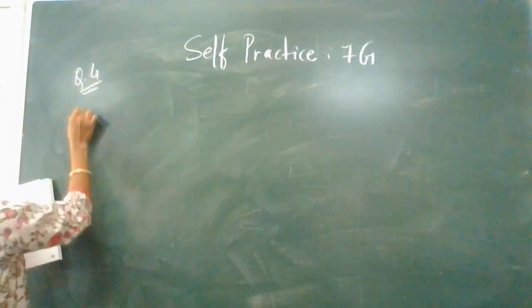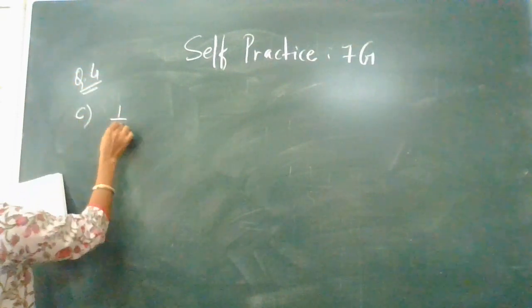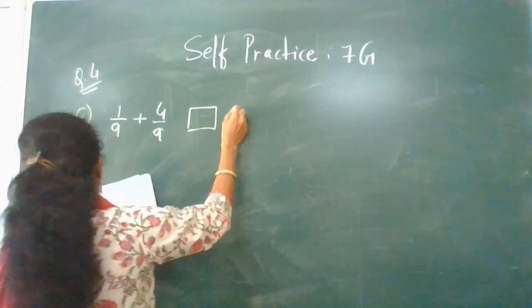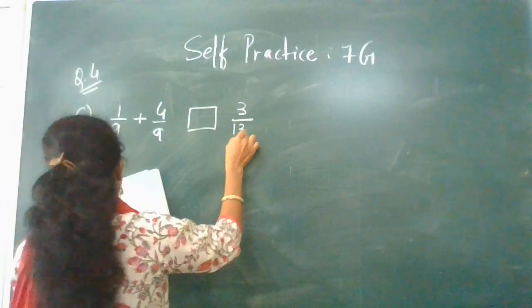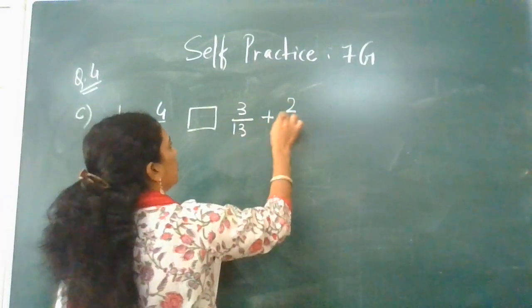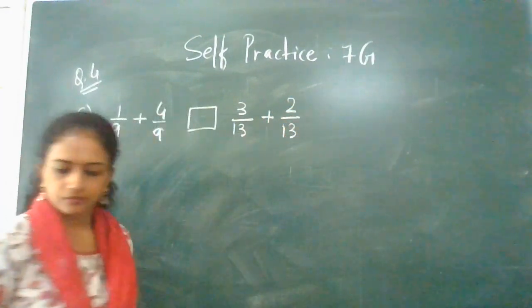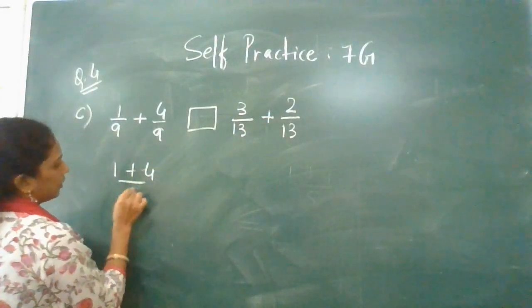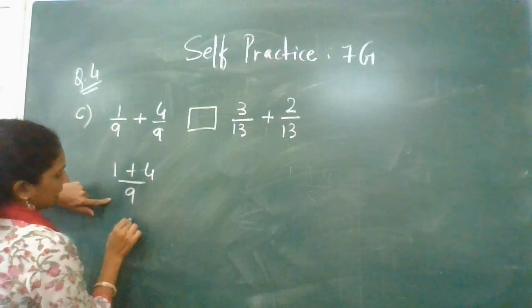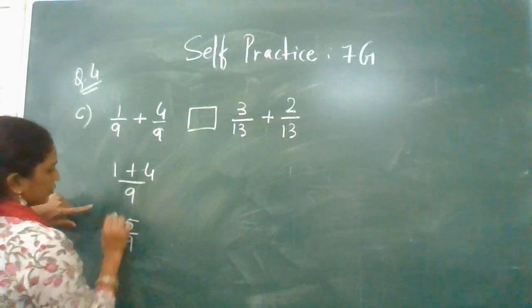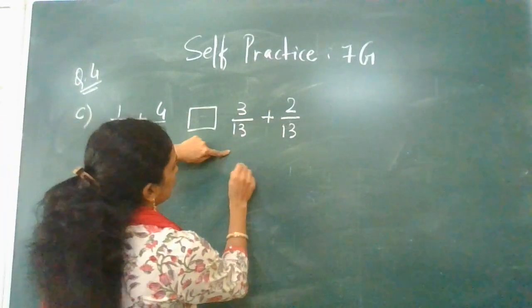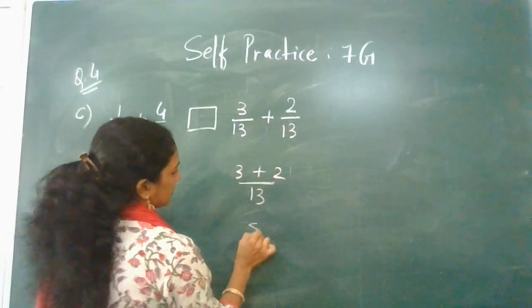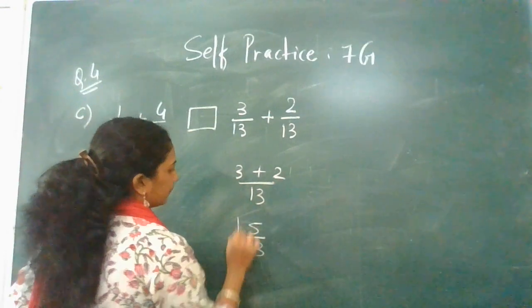Question 4C. That is 1 upon 9 plus 4 upon 9, and 3 upon 13 and 2 upon 13. Okay, so here 1 plus 4 upon 9. So 1 plus 4 is 5 upon 9. So this is the answer. Here 3 plus 2 upon 13. 3 plus 2 is 5 upon 13.